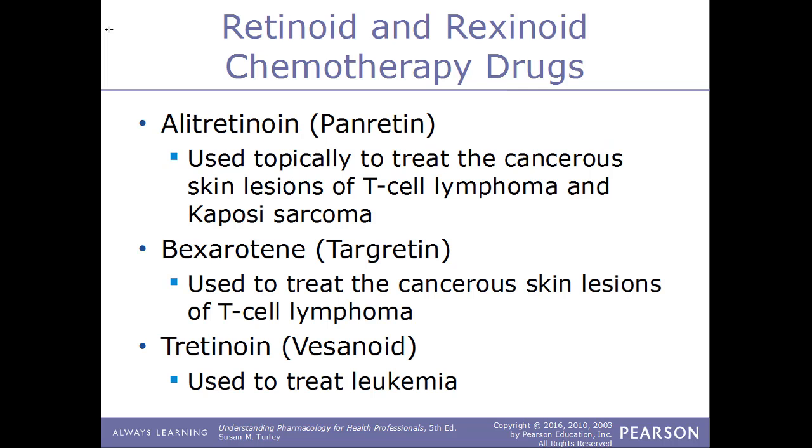And some examples of this kind of chemotherapy drug would include alitretinoin, known by its trade name Panretin. This is used topically to treat cancerous skin lesions of T-cell lymphoma and also of Kaposi sarcoma. Bexarotene, also known by its trade name Targretin, and this is used to treat the cancerous skin lesions of T-cell lymphomas. Tretinoin, also known by its trade name Vesanoid, and this is used to treat leukemia.